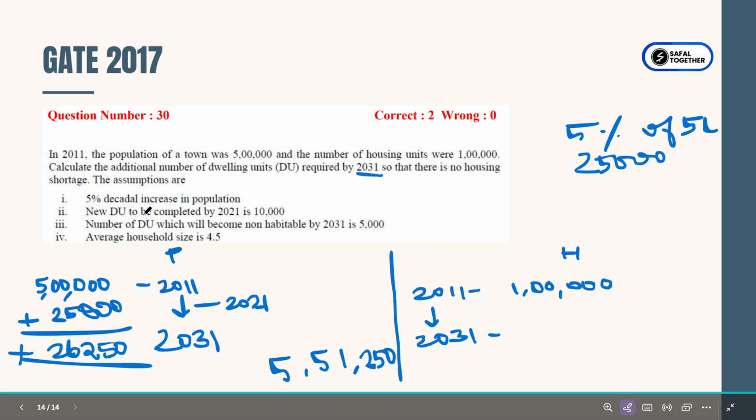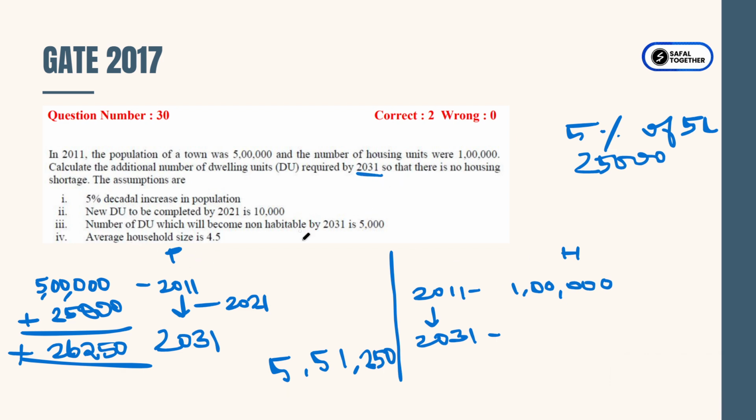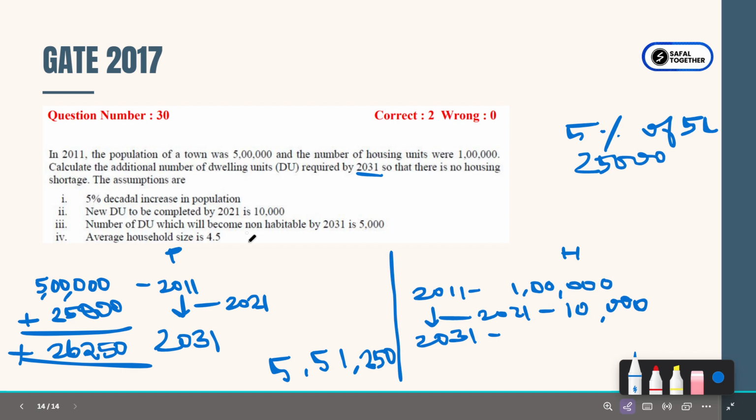Now let's look at the household information that has been given. They're saying new DU to be completed by 2021: between now and 2021 is an additional 10,000, so we have 1,10,000 units in total. The number of DU which will become non-habitable by 2031 is 5,000. Non-habitable means you have to subtract that amount. So you add this, you subtract this, and it comes down to 1,05,000.